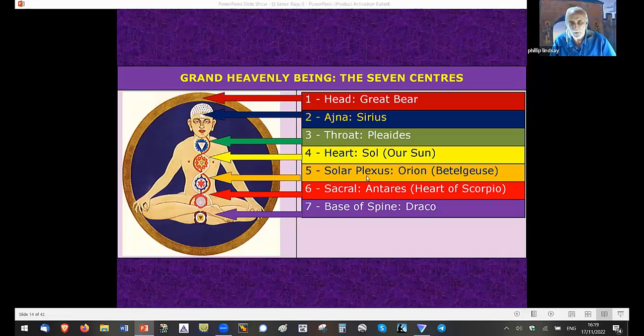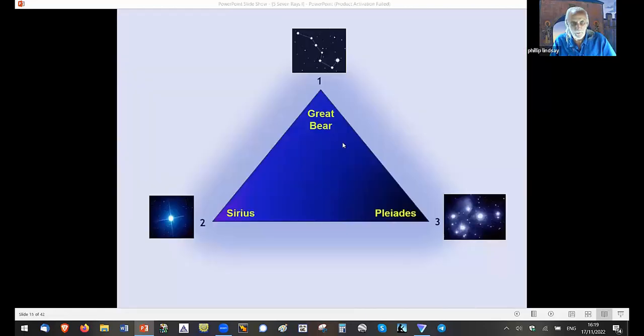And of course, it's also based upon the rays. The first ray corresponds to the head center, the third ray to the throat center, and so forth. But there are always exceptions. So we move on to the next diagram, which represents the main conditioning triangle of esoteric astrology, we're told, which has the Great Bear constellation at the first ray or first aspect point of the triangle, Sirius, or the Sirian system, at the second point, the love-wisdom point, and the Pleiades at the third point. The seven stars, the Pleiades, or the seven wives, if you like, of the seven rishis of the Great Bear.